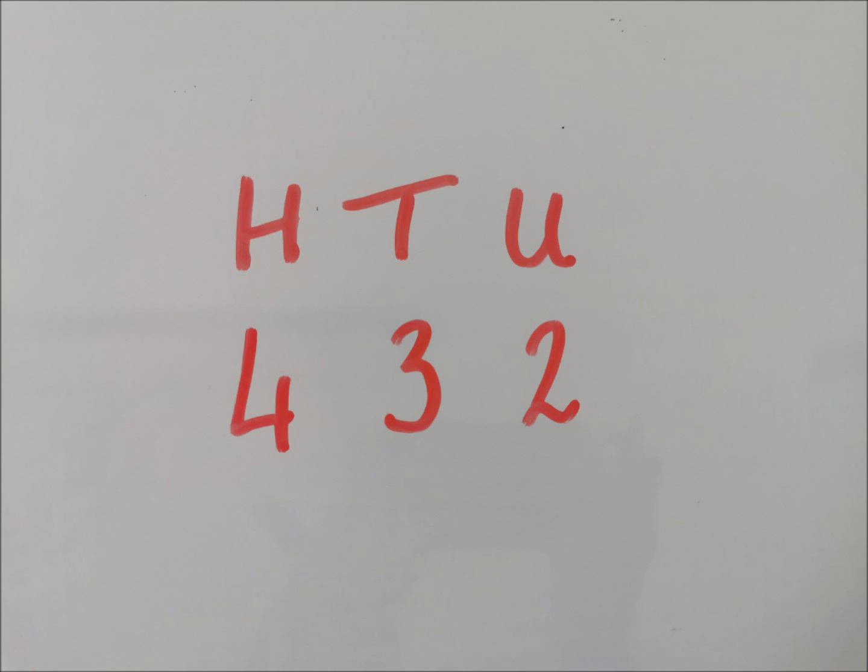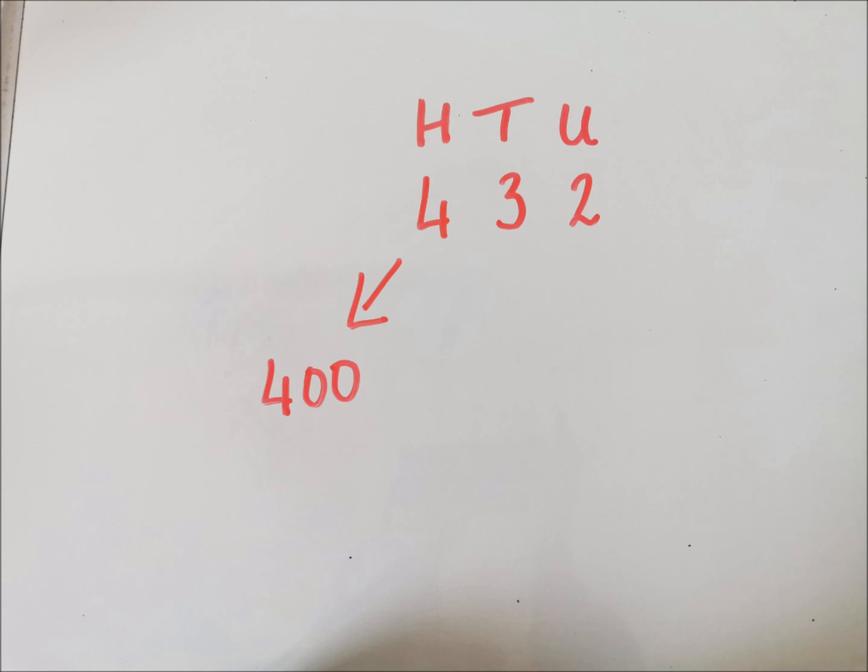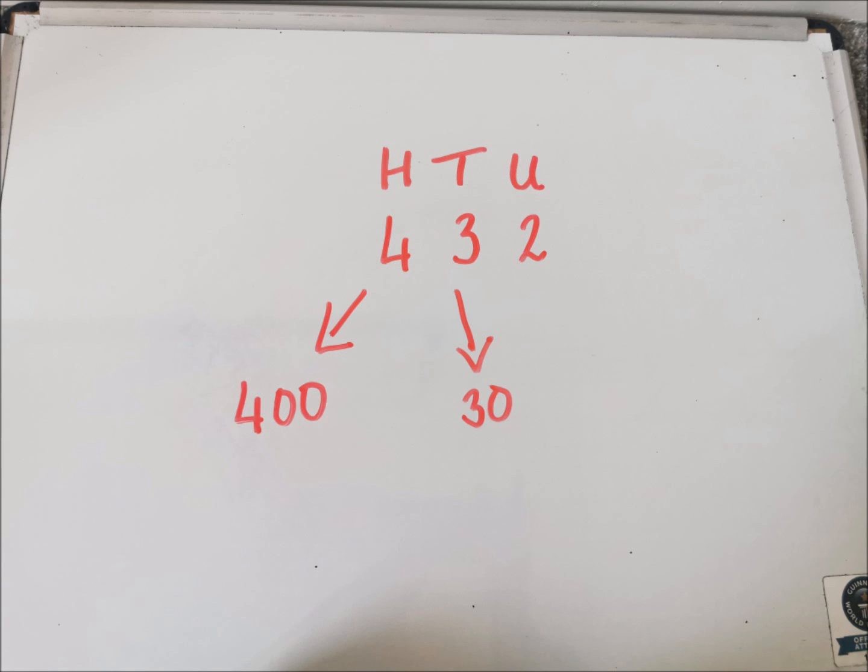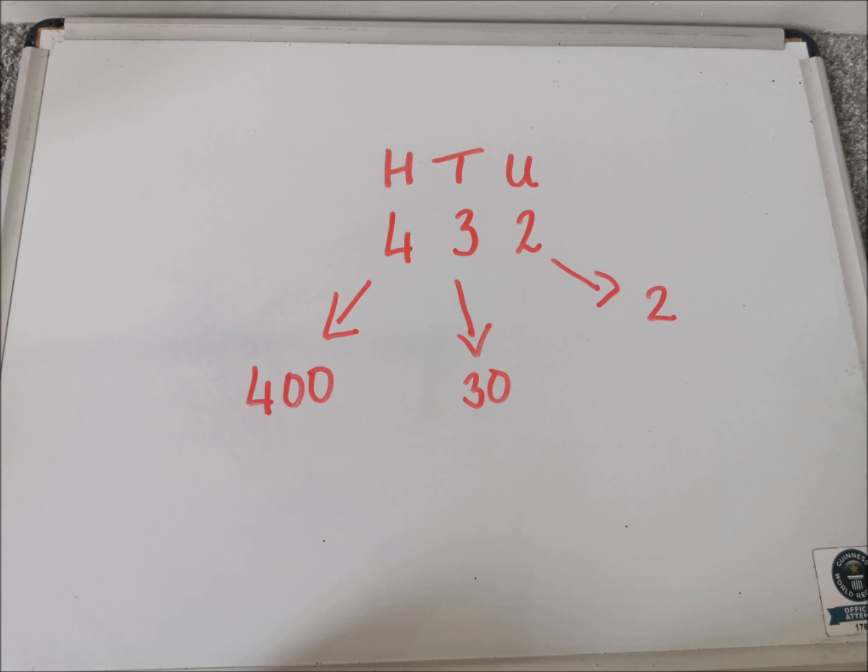So the 4 is in the hundreds column, so it tells us it's worth 400. The 3 is in the tens column, so it tells us it's actually a 30. And the 2 is in the units column, so it says it's a 2. That is what place value is. Okay, let's just quickly have another wee example here.